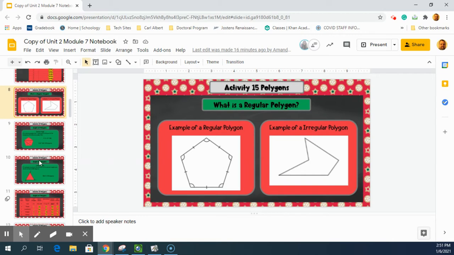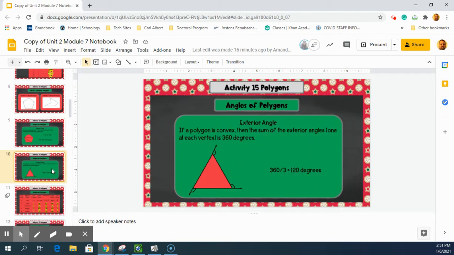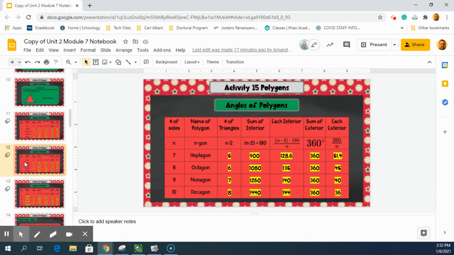And then we hit the first part about interior and exterior angles. We put in some work ahead of time to find out what the sum of the interior and exterior angles was, and each interior and each exterior angle for regular polygons, for the most common polygons, usually number of sides 3 through 10. So we're going to come back to this information in just a bit to help us out.